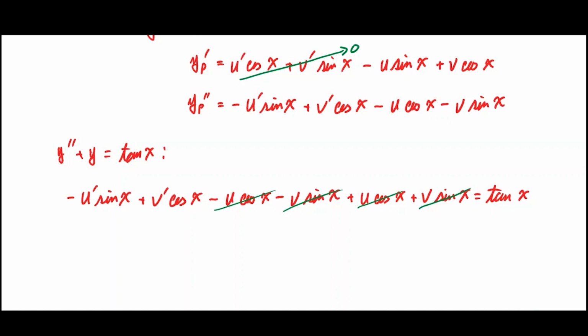So what we have left is this negative u prime sine of x plus v prime cosine of x is equal to tangent x. It looks like we still have two unknowns, right? U prime and v prime. It's kind of like systems of equations, but we need a second equation in order to do systems of equations. Where does the second equation come from? Does anybody see a second equation from what we have so far?